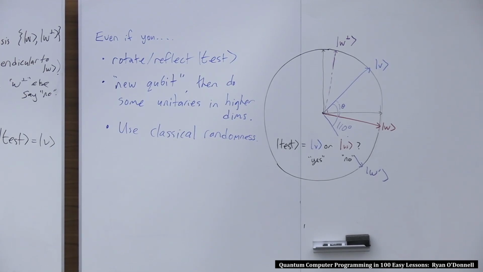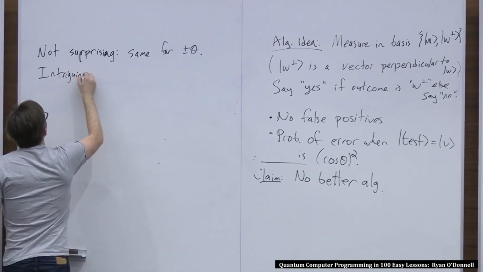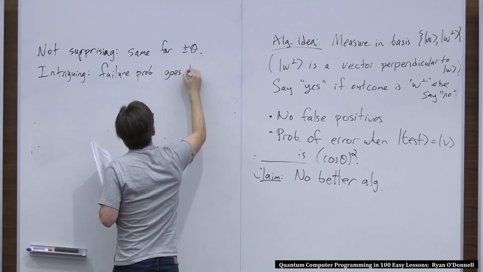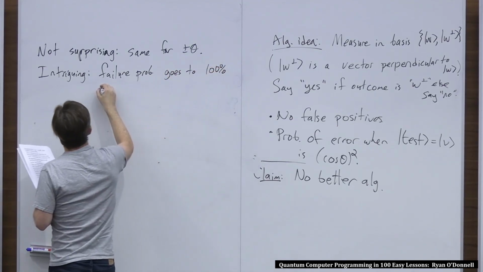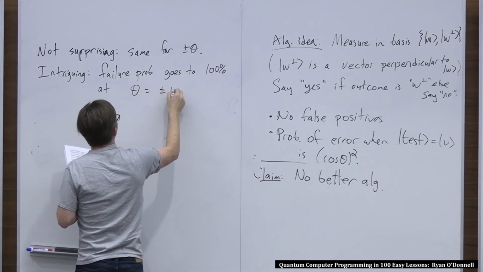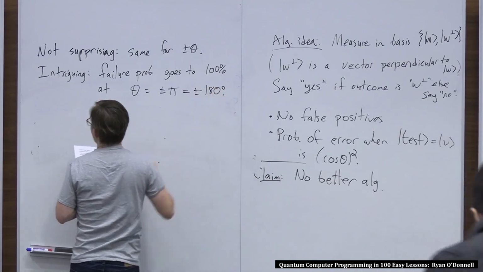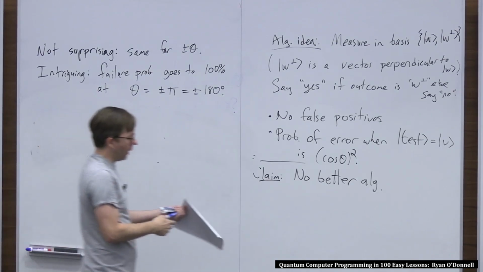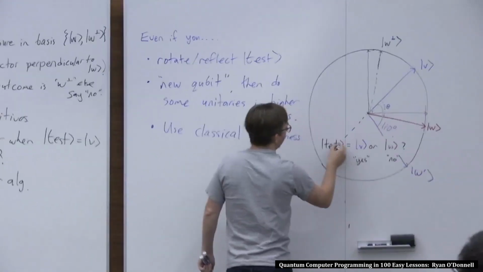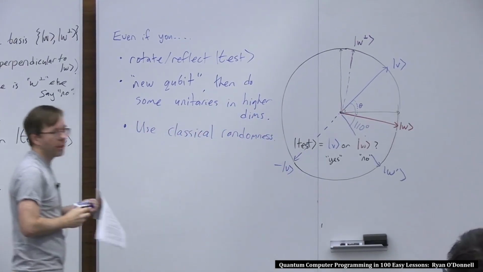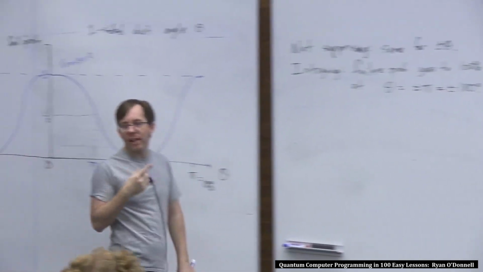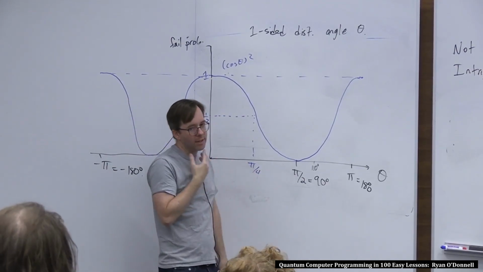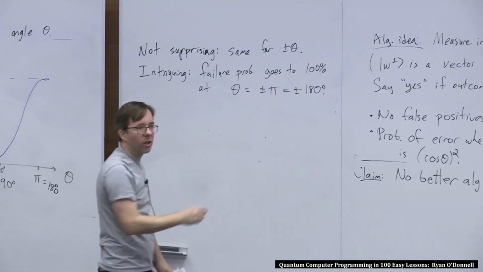But kind of intriguing, the failure probability goes back up to 100% at angle plus or minus pi, which is plus or minus 180 degrees. That's like saying, if the two vectors were V and literally negative of V, you can't succeed at all. It's equally bad as the case where V and W were on top of each other, where we talked about needing one-sided error, and you can't succeed at all. This situation where they're negatives of each other is equally bad.